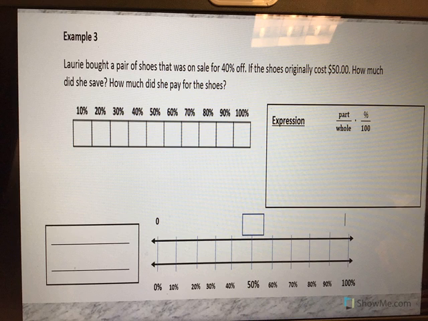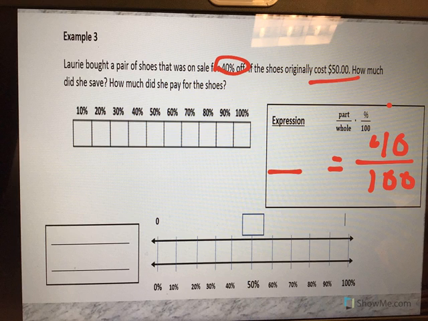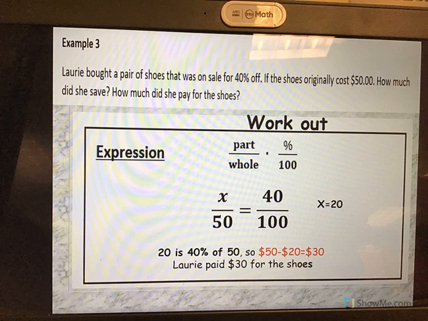I'm going to come back and forth to this slide a lot so I can show my work nice and big. The first thing I'm going to do is the first part. I'm going to find the answer. So I know part over whole equals percent over 100. So when I set this up, I know 100 goes on the bottom. I know it's 40%, so that goes on top there. I know the original cost is $50, so I want to find out how much money is the part.